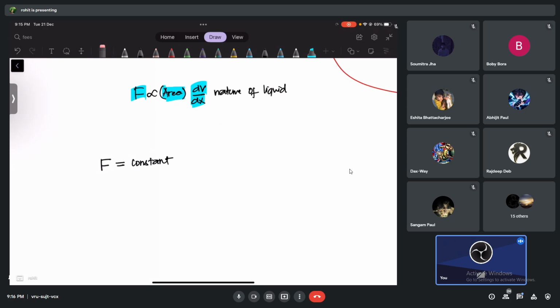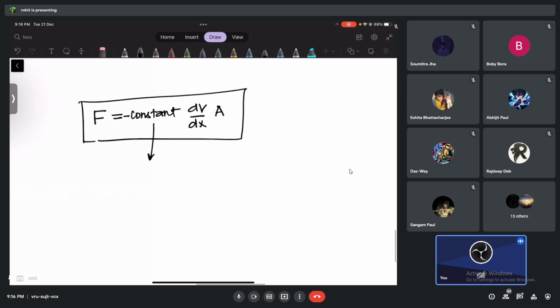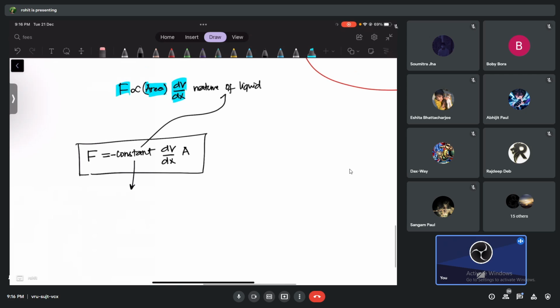So I'm going to write here dV by dx, and I'm also going to write area. I'm going to put a minus sign just to show that it's an opposing force. It destroys motion; it decelerates the layers. That's why we have this minus sign in front. This constant depends on the nature of the liquid. Let me complete it: F equals minus eta, dV by dx, into A. This eta we call the coefficient of viscosity.